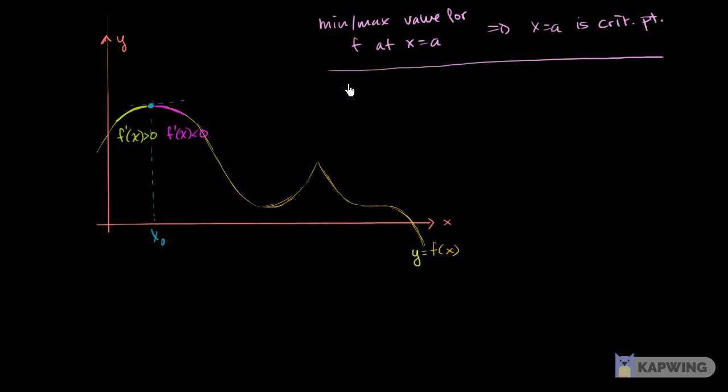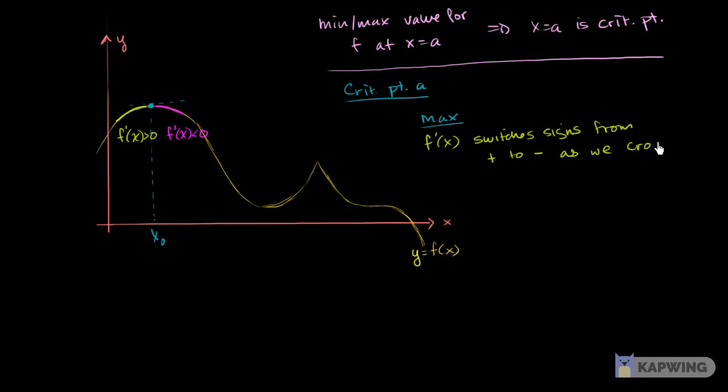So let's say that we have critical point a. We are at a max if f prime of x switches signs from positive to negative as we cross x equals a. That's exactly what happened right over here.